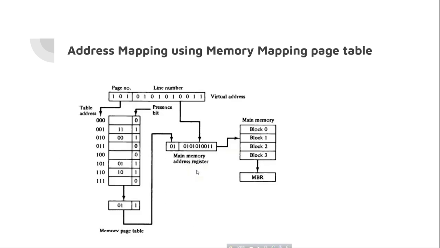Now this is one example for address mapping using memory mapping page table. We can see this is the virtual address, and this is the page, and this is the line number from the main memory, which gets the data and gives it to the CPU. This is the address mapping using memory mapping page table example.